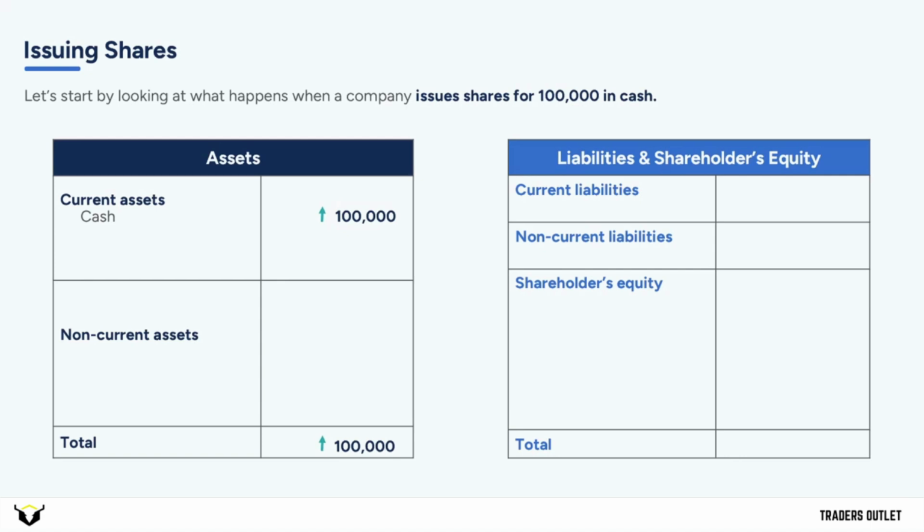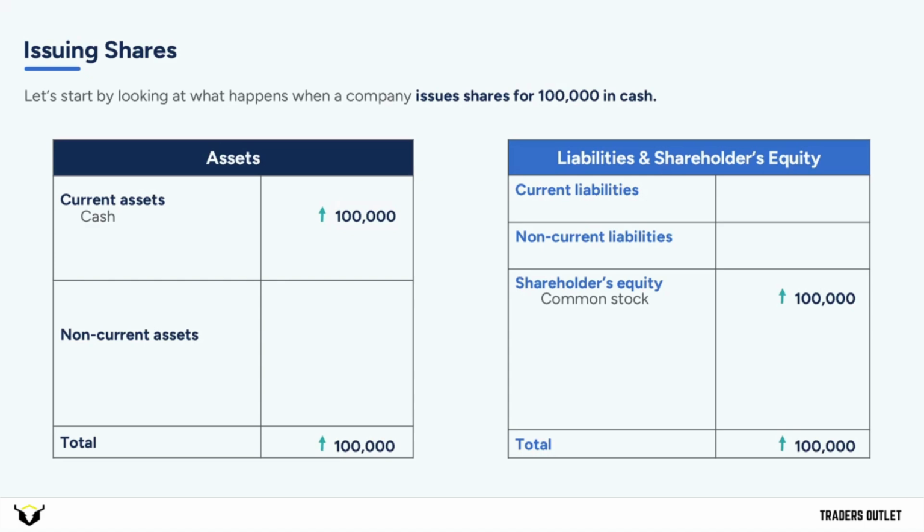Alternatively, we would have to record a negative number on the asset side of the balance sheet. In this instance, we record $100,000 next to common shares under equity. The balance sheet balances. Assets equal total liabilities and equity.